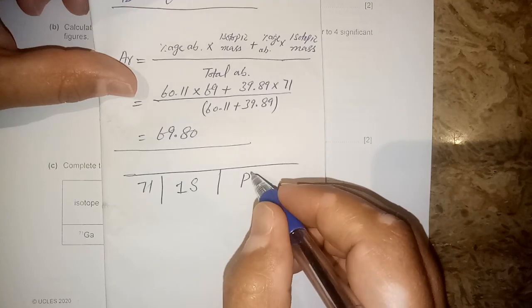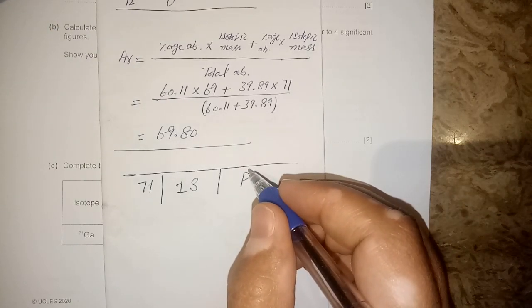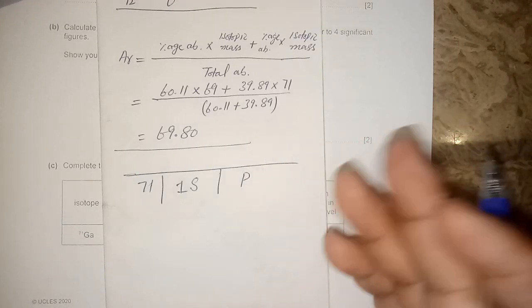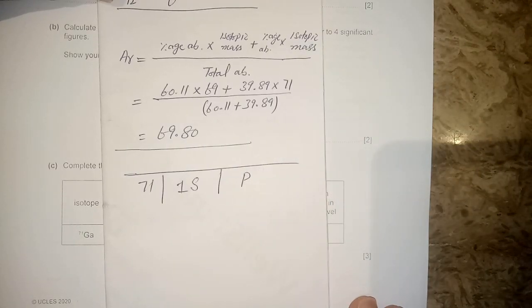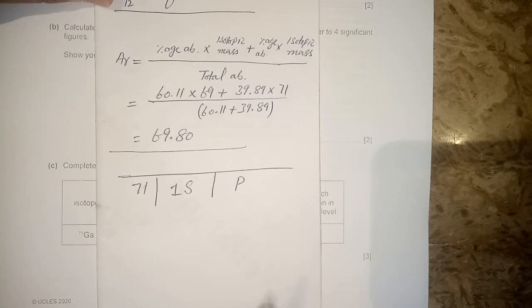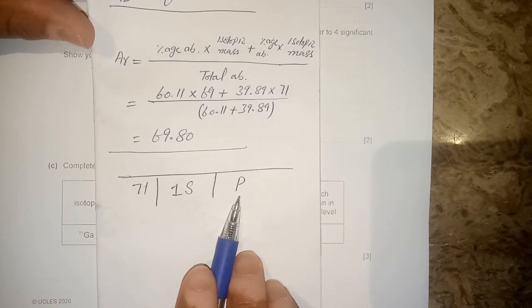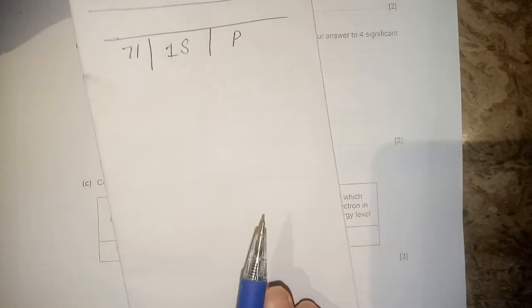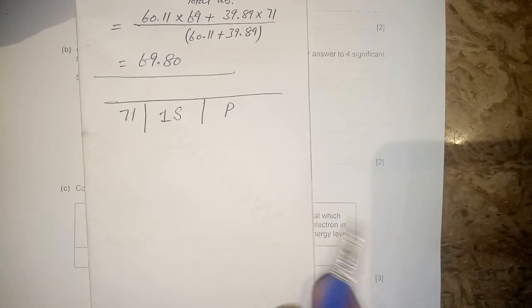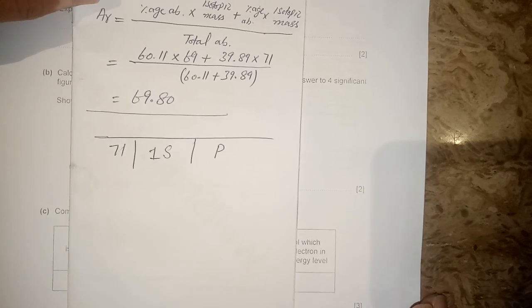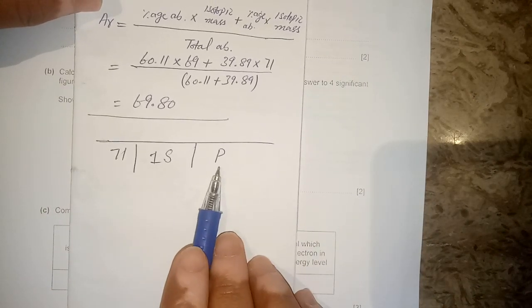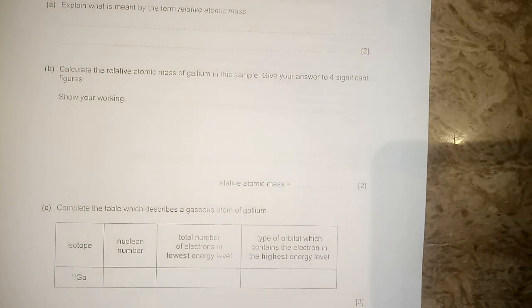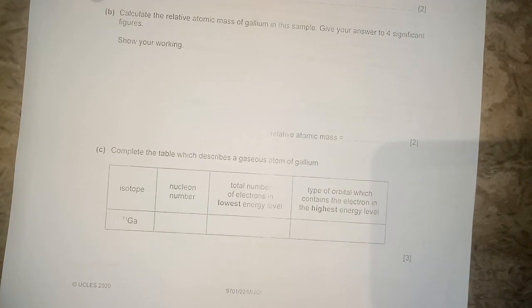Or we can say that gallium is in the fourth period, or you can check it from the periodic table in the data booklet. But the type of orbital is p. We are mentioning the type, not exactly the position or which principal quantum number it is. You just have to mention that this is p. So now this part is complete. Hopefully you understand.